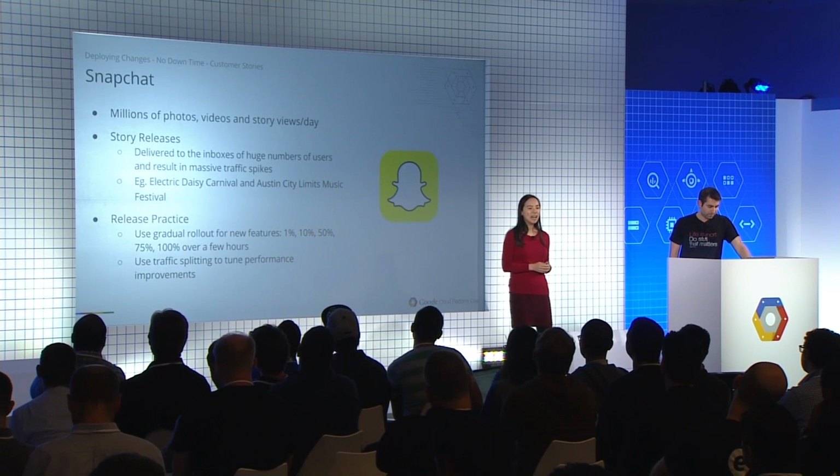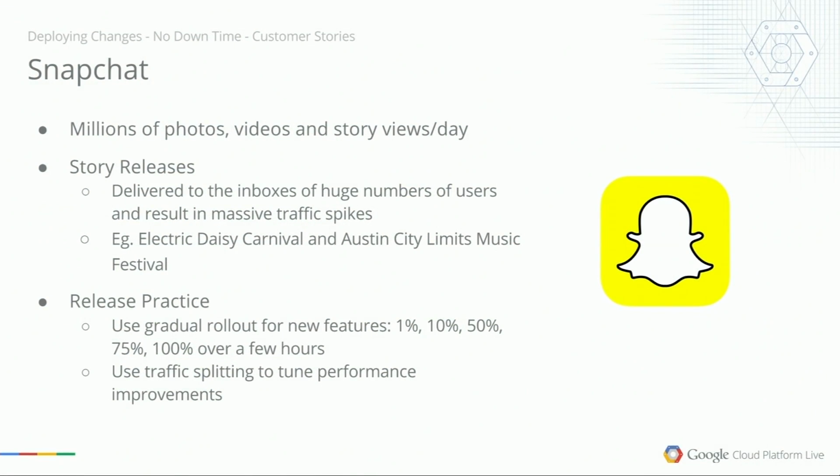Let's look at another customer. We all know about this one, Snapchat. Every day, Snapchat enables millions of sharings of photos, videos, and stories. You might remember some of their recent story releases, such as the Electric Daisy Carnival or Austin City Limits Music Festival. Every time a new story gets released, it is delivered to the inbox of a huge number of users, resulting in massive traffic spikes. Snapchat rolls out these changes by gradually shifting traffic to the new version over a period of a few hours. Snapchat's team also regularly uses traffic split to tune performance improvements to make the app faster and smoother for users.